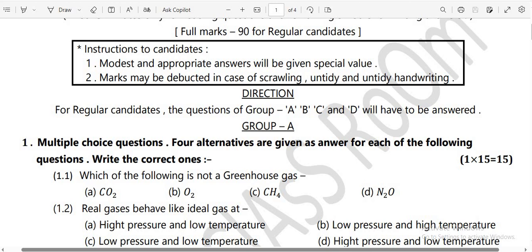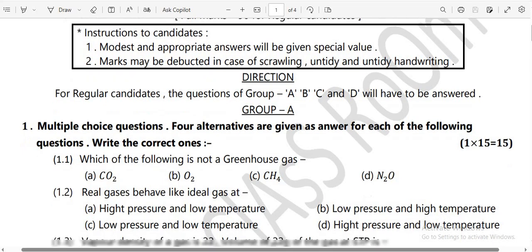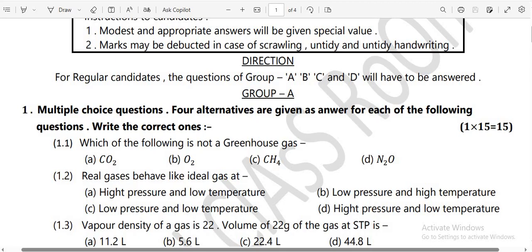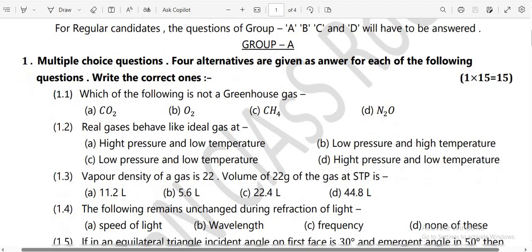Now we will see the Group A question. One. Multiple choice question. Four alternatives are given as answers for each of the following questions. Write the correct one. 1.1 Which of the following is not a greenhouse gas? Option A CO2, option B O2, option C CH4, option D N2O.